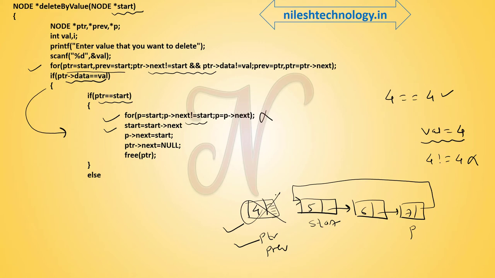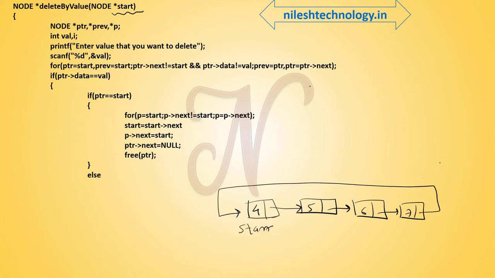Now if your value is 6, first we erase this data and draw one fresh linked list. Here we assume that your value is 6, now delete the value 6. By using this for loop we find the value 6 node. So again ptr equal to start and the prev equal to start. Then the condition is that ptr of next is not equal to start, true, and ptr of data, which is 4, is not equal to 6, true. So both the conditions here are true.